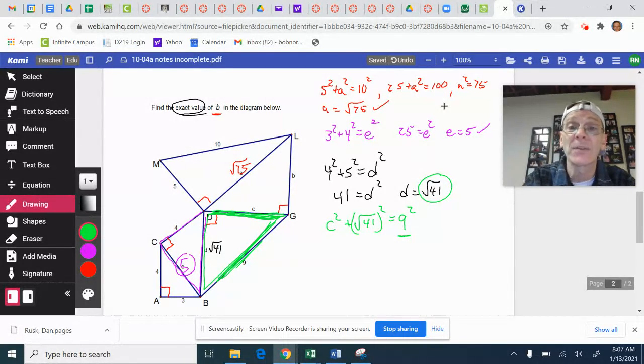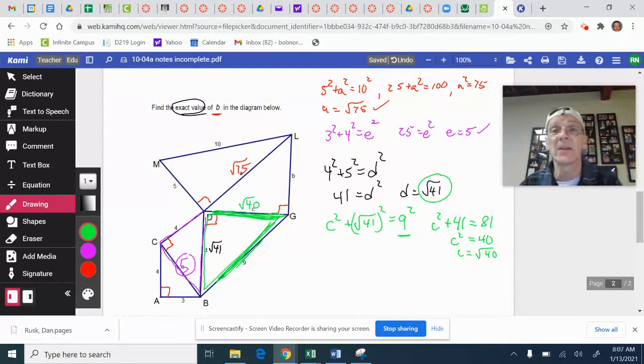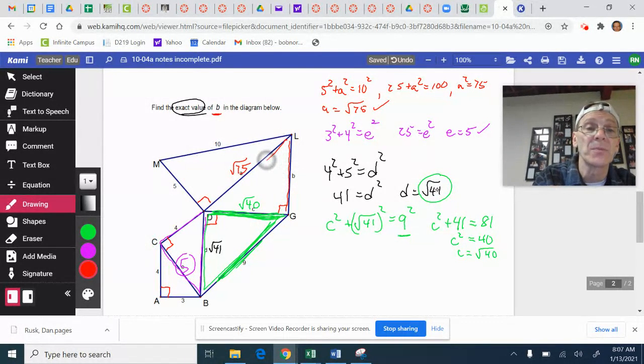Now let's solve this equation. C squared plus, what is the square root of 41 squared? It's 41, right? And then 9 squared is 81. Subtracting 41 from both sides, you get C squared is equal to 40. And so C is equal to the square root of 40. I'm not going to simplify that square root of 40, although you could. It would end up being 2 radical 10. And now, finally, I have 2 out of the 3 sides of the triangle that B belongs to.